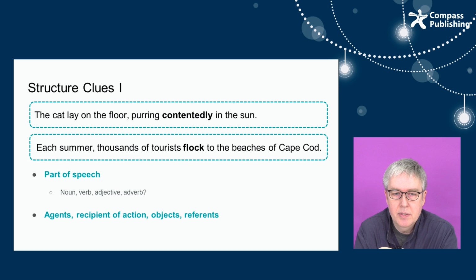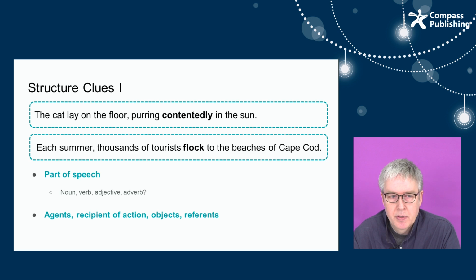So let's look at a couple of examples. The cat lay on the floor, purring contentedly in the sun. Let's say you're a lower level student, you don't know the word contentedly. You might know the part of speech though. Contentedly is modifying purring, so it's obviously an adverb. Maybe it doesn't give you the whole meaning, but it gives you a small clue about the meaning, like it's a way of doing something, it's a way of purring. So the part of speech, whether it's a noun, a verb, an adjective, or an adverb, can give you one piece of the puzzle.